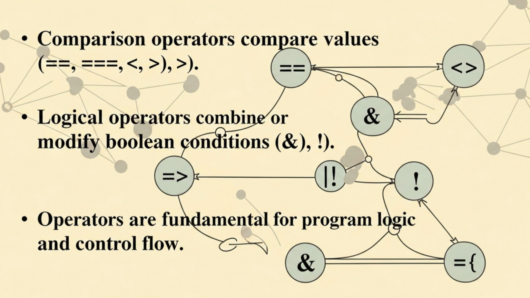Building on this, we have logical operators. These operators let you combine or modify multiple Boolean conditions for complex decision-making. The main logical operators are AND, which is the double ampersand, OR, which is the double pipe, and NOT, which is the exclamation point. AND returns true only if both conditions are true. OR returns true if at least one condition is true. And NOT inverts a Boolean value. Operators are fundamental for program logic and control flow, enabling dynamic code.